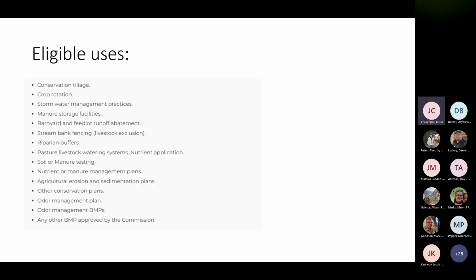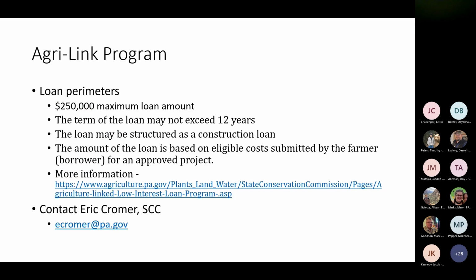There is a laundry list of eligible uses, as you can see there. Most of it's directly tied to BMPs or some type of plan. If you have any questions about actual BMPs or eligible uses of AgriLink, again, have them contact Eric Cromer here. Key thing here, $250,000 is the maximum amount of loan, and it can't be more than 12 years. Hopefully there's no case where a farmer has to borrow that much money. Hopefully we've got other programs that will help cover that cost, but if he does, there's some money out there that will help his interest rate.